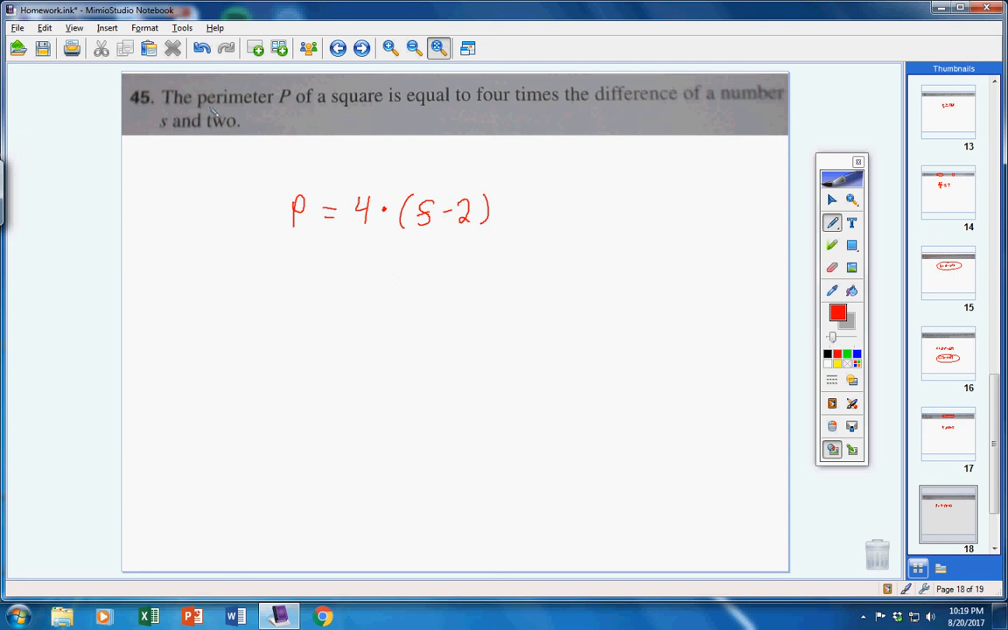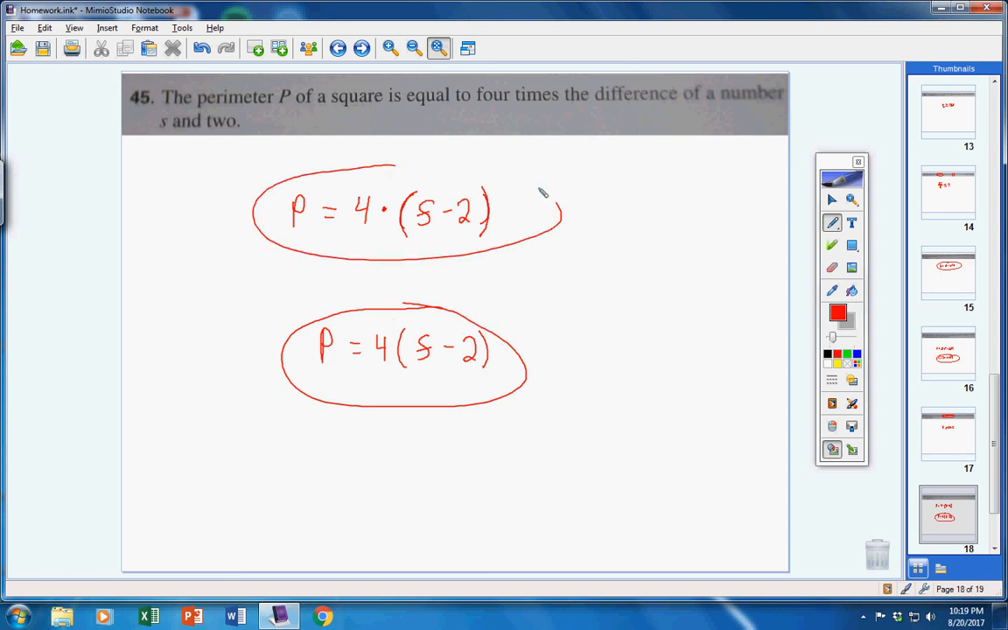Okay, let's go over it again. The perimeter P is equal to 4 times, so 4 times. And then it says the difference. So I know I have a quantity, okay? 4 times the difference of what? S and 2, S minus 2. Now, if you want to put that 4 right next to the parentheses like this, that's totally fine. In fact, that's probably better. But either one of these two would be acceptable, okay? Because when a number or a variable is right next to a parentheses, it does mean multiply. So this means multiply, and this means multiply right here also.